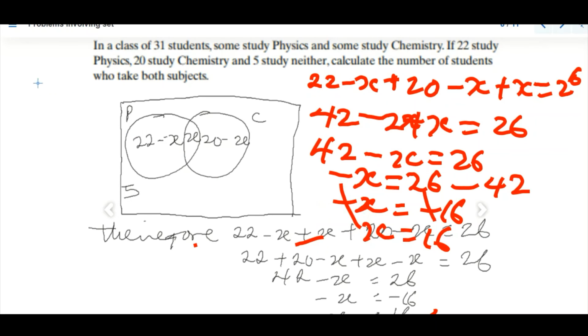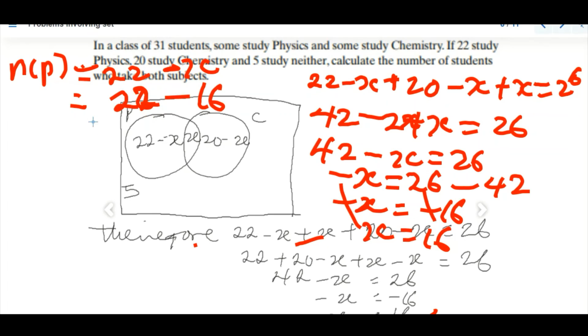So having that, now let's check the number of physics students, which is going to be 22 minus X. What is 22 minus X? Now, what is X? X has been calculated to be 16. So we have 22 minus 16. That is 6. So the number of students that study only physics is 6.